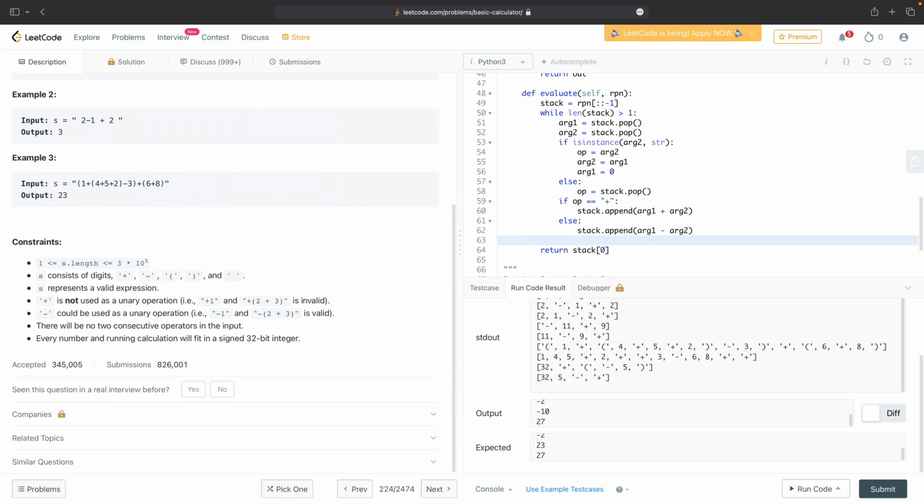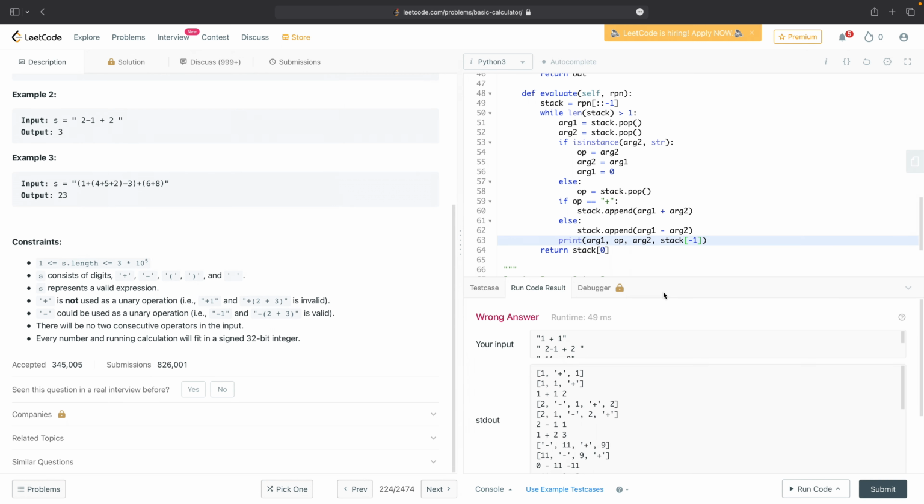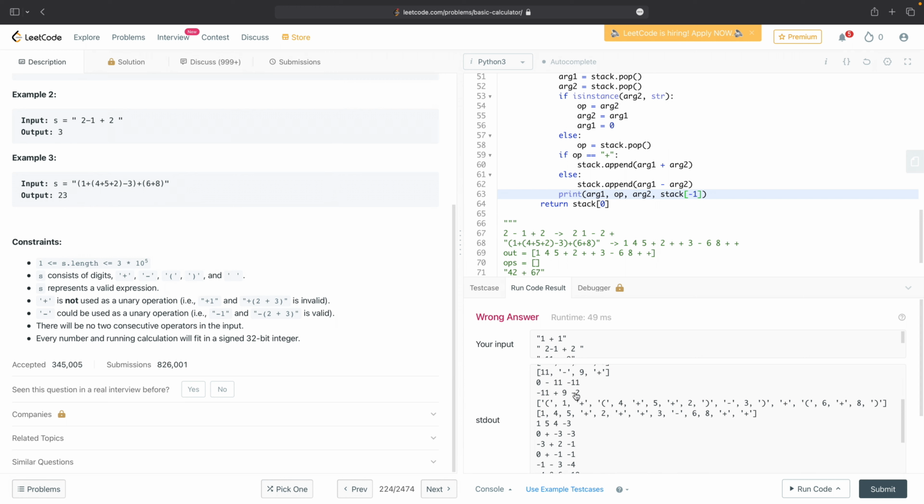You know what I want to do? I want to print what we're doing: arg1, op, arg2, stack -1. Show me at every step what is going on. 1, 4.